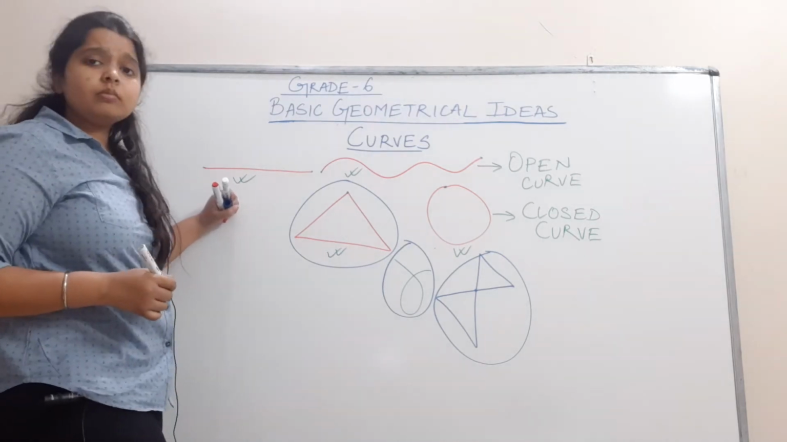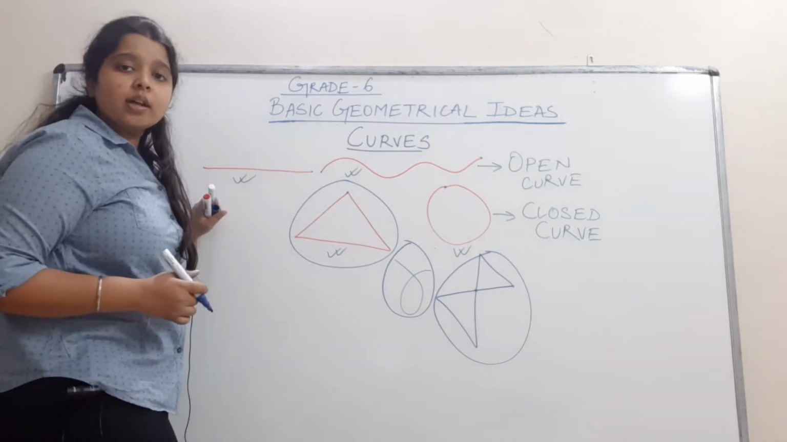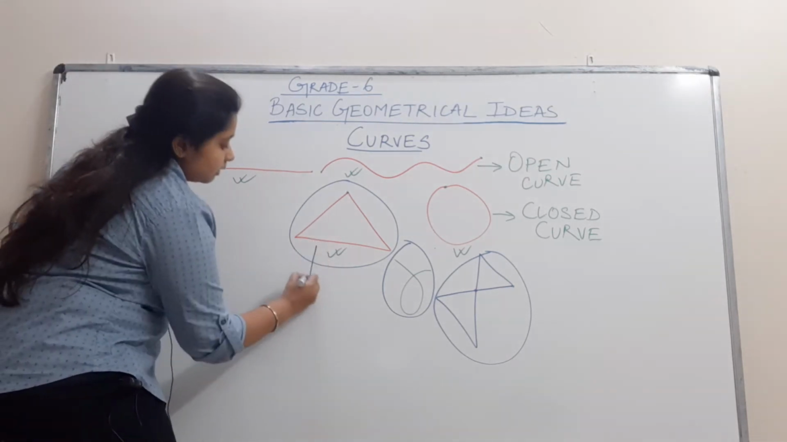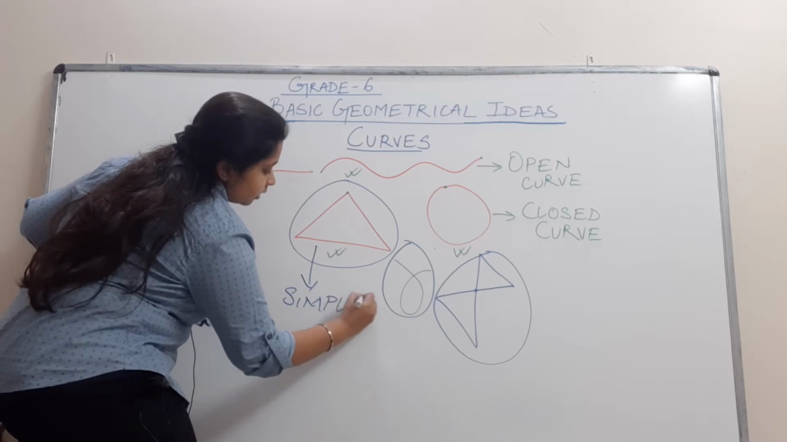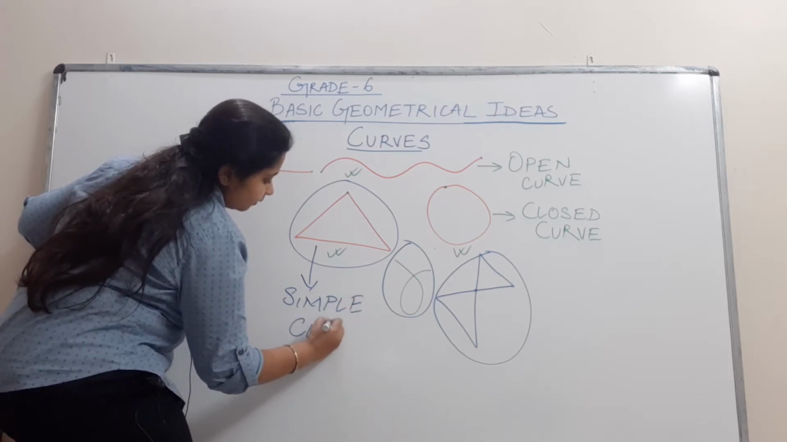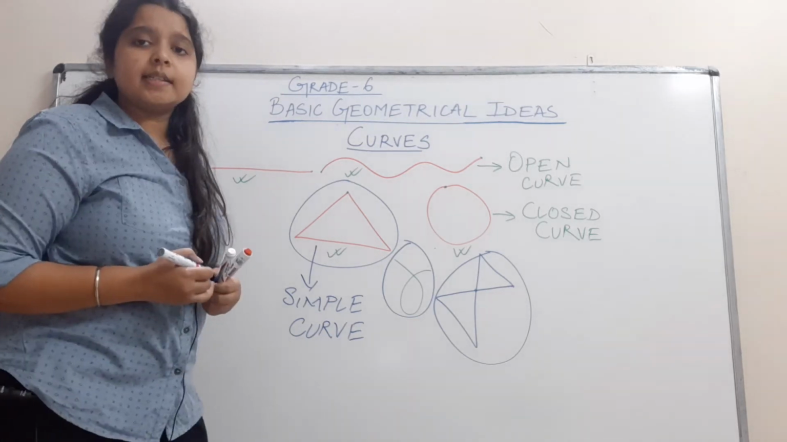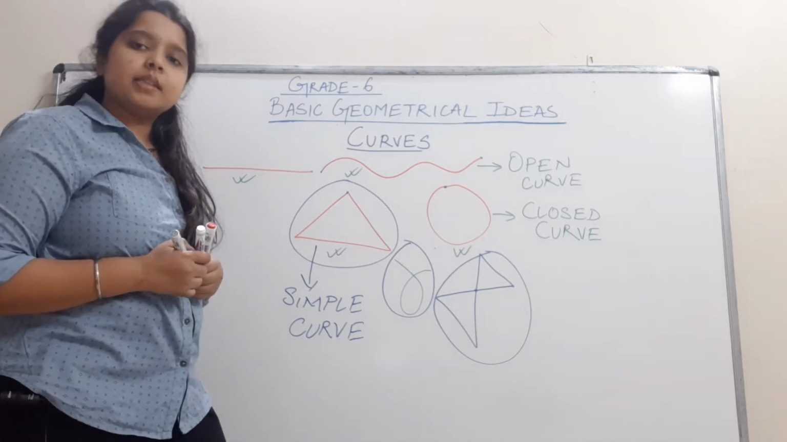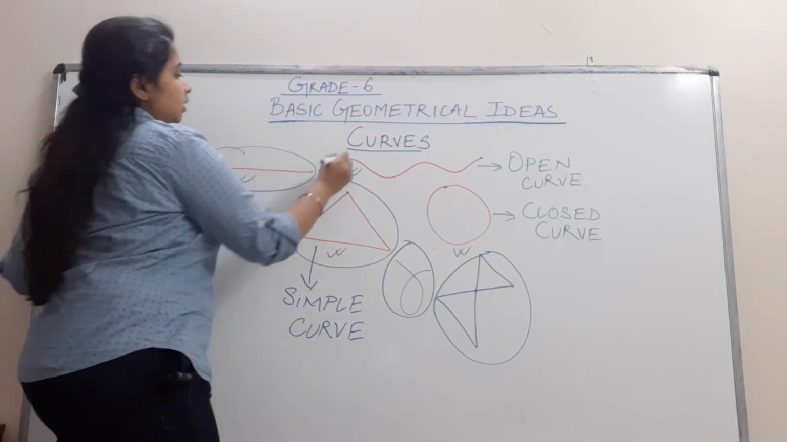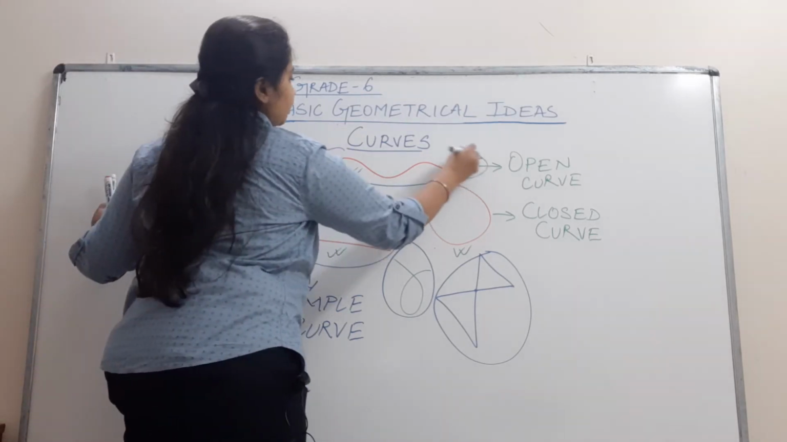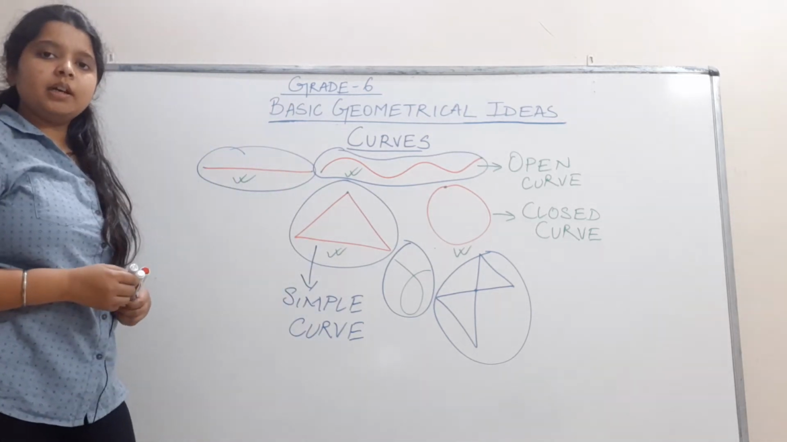So, the curves which don't cross themselves are known as simple curves. A curve which does not cross itself is known as a simple curve. This is also a simple curve. This is also a simple curve. Okay? Did you understand what a simple curve is?